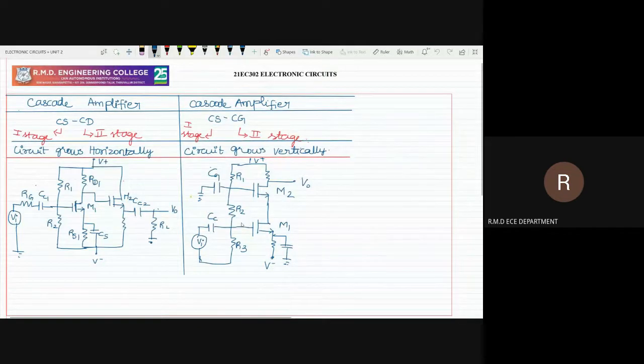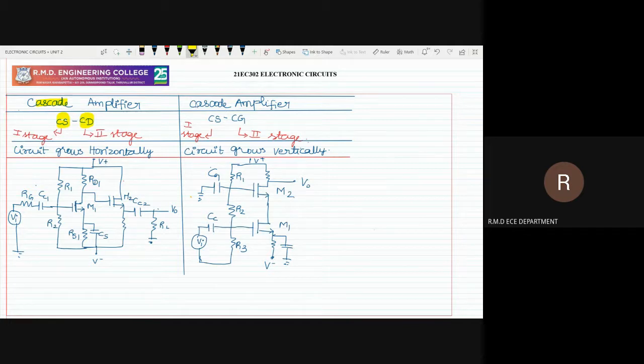Welcome students. This is the next topic in your Unit 2 in Electronic Circuits, MOSFET amplifiers. It's nothing but the cascade amplifier as well as the cascode amplifier. Both come under the concept of multi-stage amplifiers in MOSFET. Cascade means it is connected as CS with CD, meaning your first stage is common source, second stage is common drain.